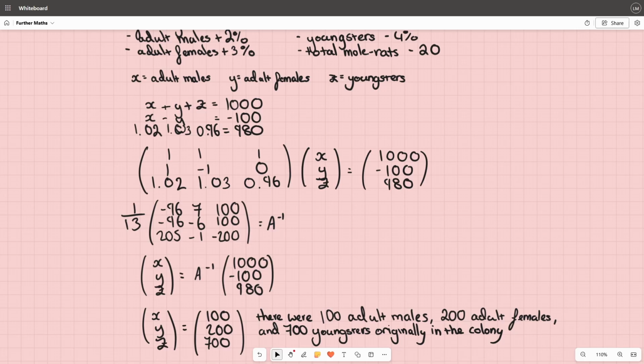So that's what I did. So matrix xyz is equal to the inverse of A times matrix 1000, minus 100, 980. So you multiply the inverse of A by 1000, minus 100, 980, and you get xyz is equal to 100, 200, and 700. And that's your answer. And then you write it as there were 100 adult males, 200 adult females, and 700 youngsters originally in the colony, because that's what the question was asking for.